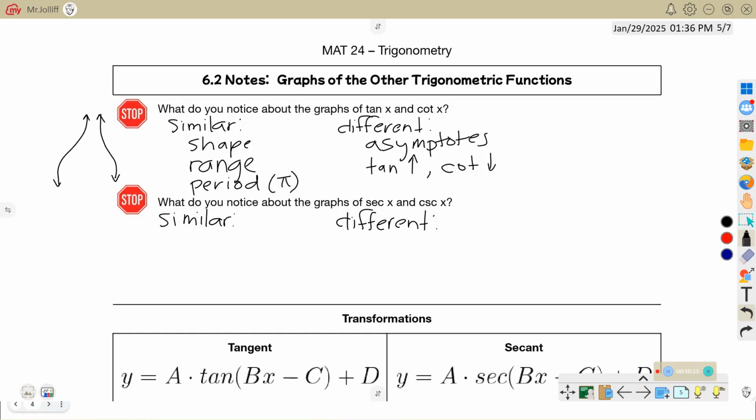Okay, next one, secant and cosecant. This half of the room this time. What's similar about secant and cosecant? What do we see? Very good, Natalia. Yeah, they have the same period of 2 pi, just like the sine and cosine that they depend on. Very good. What else?